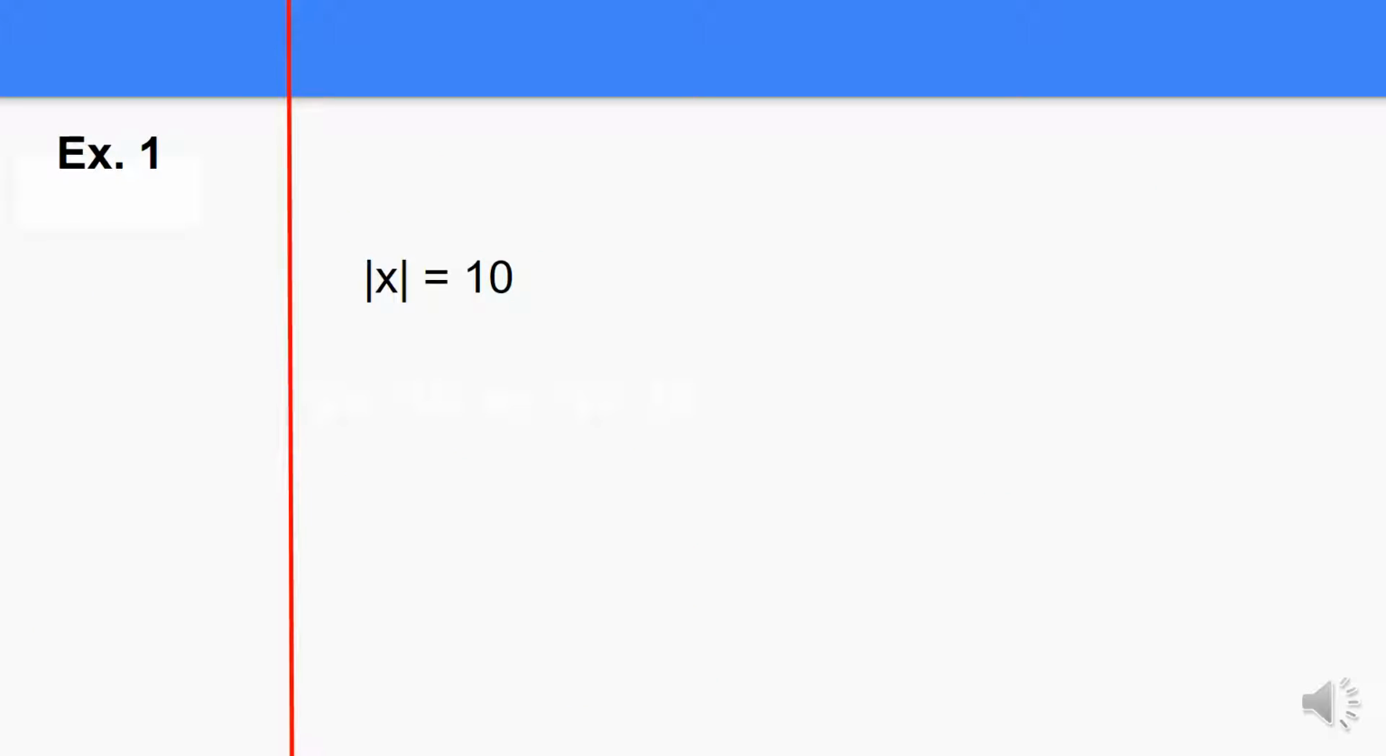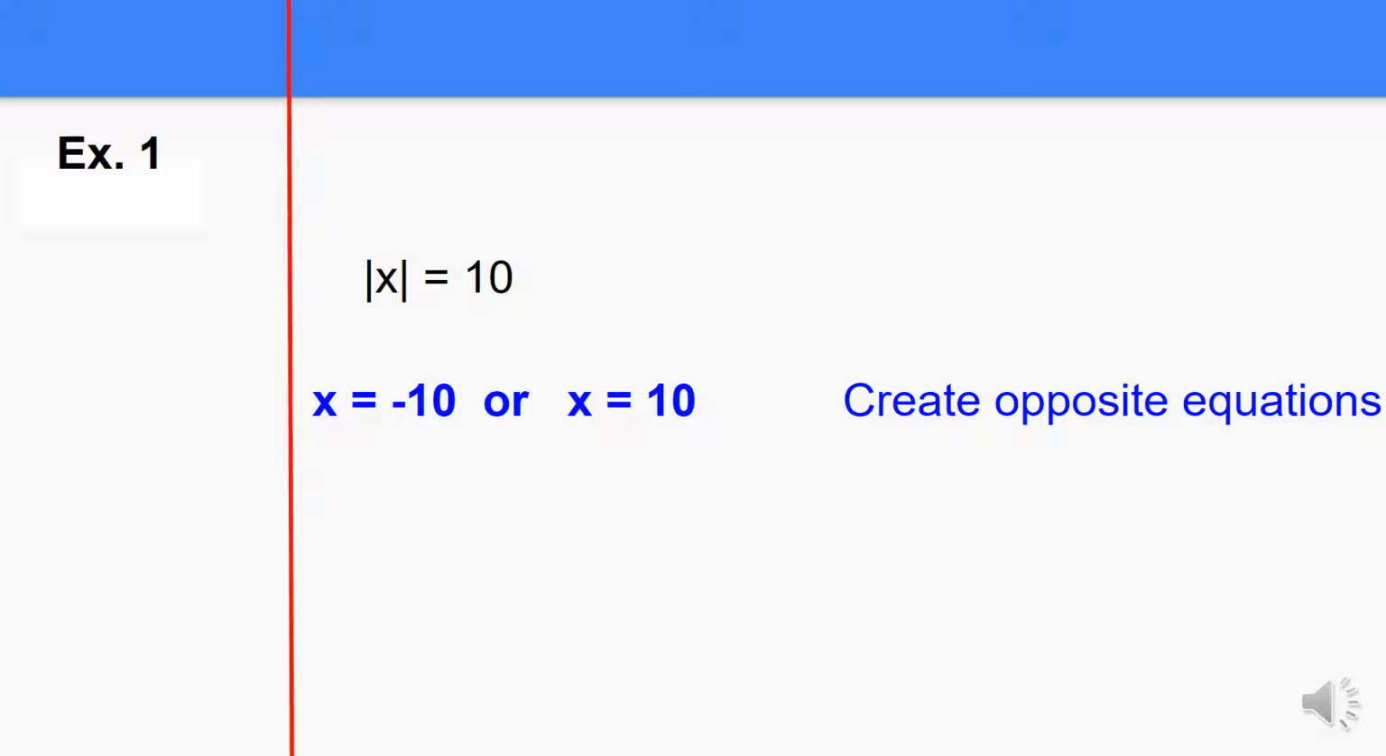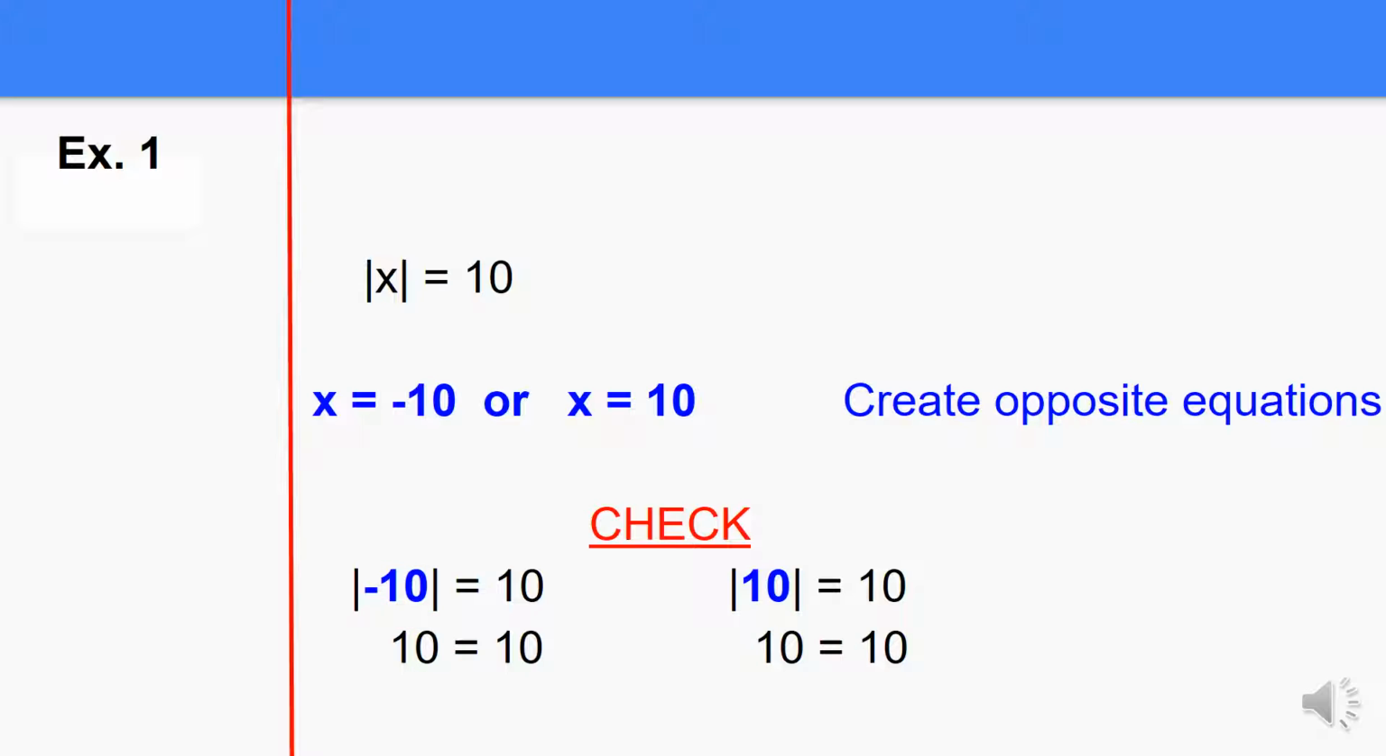Okay. So our first example, straightforward, absolute value of x equals 10. Let's create the opposite equations. X equals -10 or x equals +10. We've got those two versions, the negative and the positive. Let's check it out. Make sure it works. Okay. We put the -10 inside the absolute value, and yeah, it turns to a +10 down here, and that does equal 10, so we know it works. It checks out.